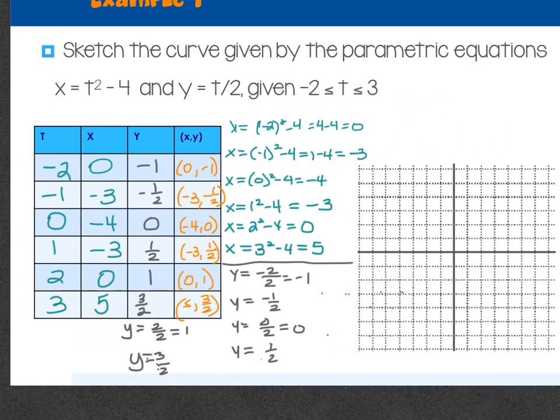And then I plot those points on my graph. So 0, -1, -3, -1/2, -4, 0, -3, 1/2, 0, 1, and then 5, and 3 over 2, or 1 and 1/2.